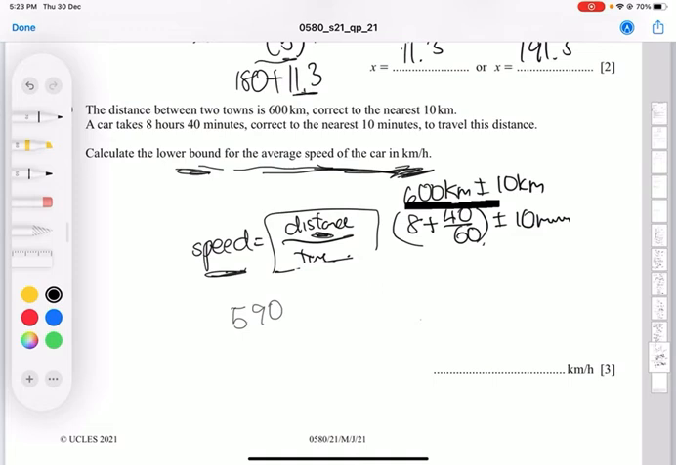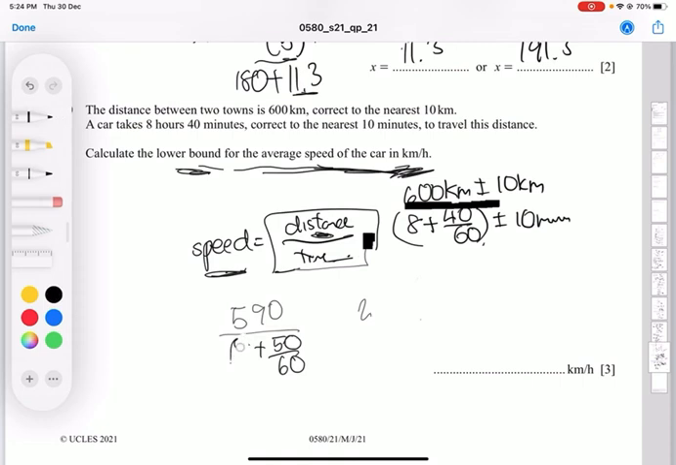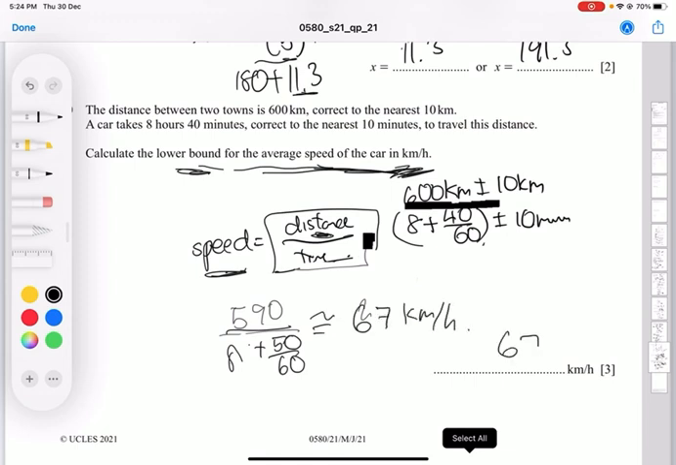And then here, 10 minutes. You want to increase that time to get a smaller value for speed. So let's put 50 minutes. It should be 8 plus 50 minutes, so that's 50 over 60. And that's your lower bound for your speed. This is going to give you the lowest possible value. And indeed you find that gives you about 67 kilometers per hour. So that's your answer here.